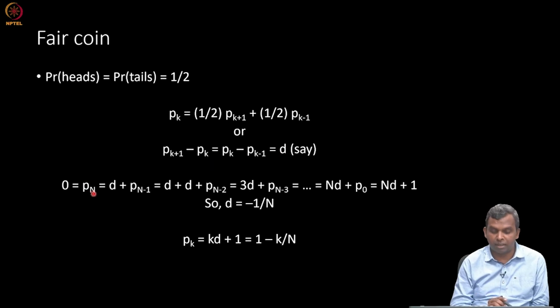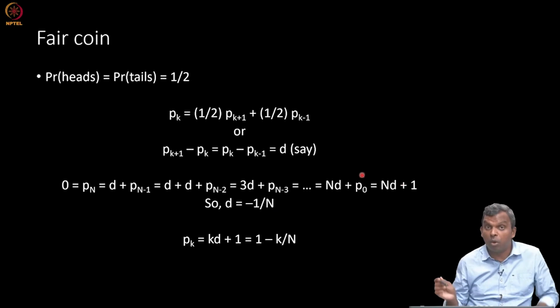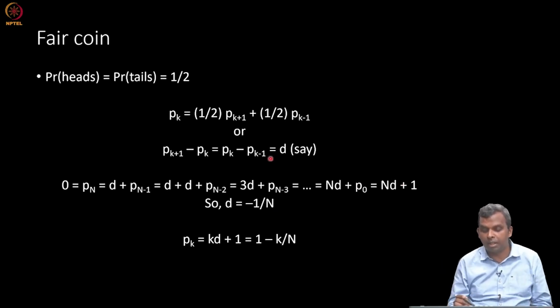So you exploit that and you can quickly write Pn in terms of d. You will get Pn to be nd plus 1, and what is Pn? I know it is 0. So from there you can find d. d is minus 1 by n. You can see how the boundary conditions play a role in determining what this d is, and you get Pk to be 1 minus k by n. So that's a fair coin.